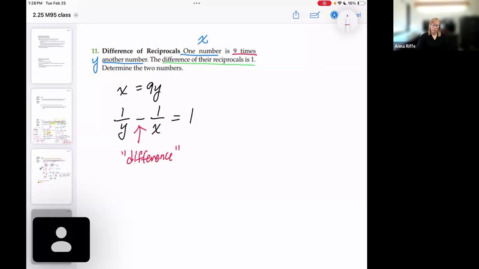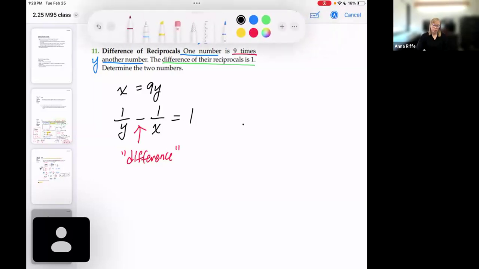Now let's put these equations together. Instead of writing 1 over X, I could write 1 over 9Y because I know that X is equal to 9Y, so I could replace it with that. And that is equal to 1. Questions about that setup so far?